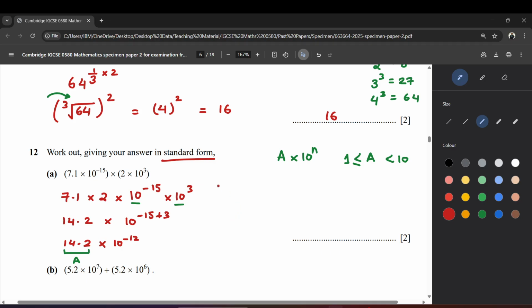All right, so what we can do is this 14.2, if I shift this one decimal place to the left, so this becomes 1.42 into 10, because if you expand it again, it becomes 14.2, right? Then you write 10 to the power minus 12, and now you can add these powers. So that will give us 1.42 into 10 to the power 1 minus 12, and therefore your final answer is going to be 1.42 into 10 to the power minus 11.